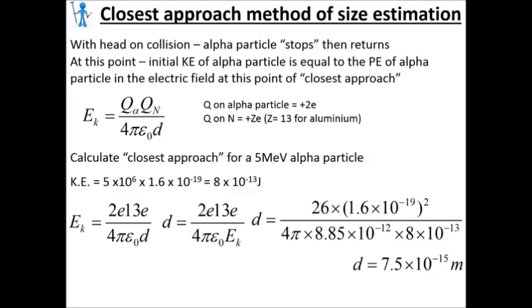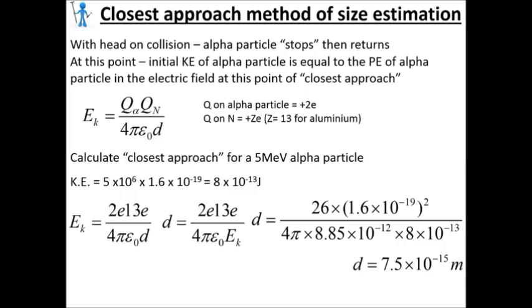So at this point, this isn't bad. This is what we're saying at that point: the distance between the centre of the alpha particle and the centre of the nucleus is that. So this is a close approximation of the size of the nucleus, if you think about that, because this is from the centre of the nucleus to the centre of the alpha particle, and it's certainly more than the radius of the nucleus.